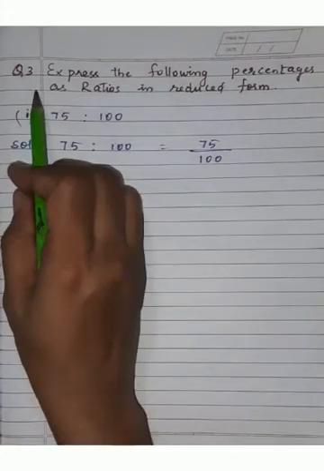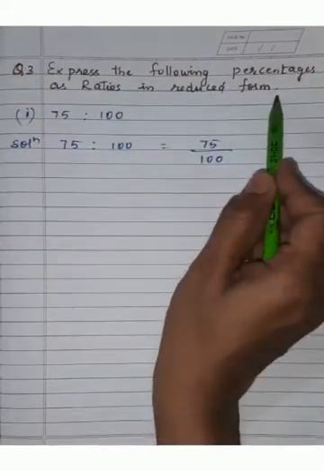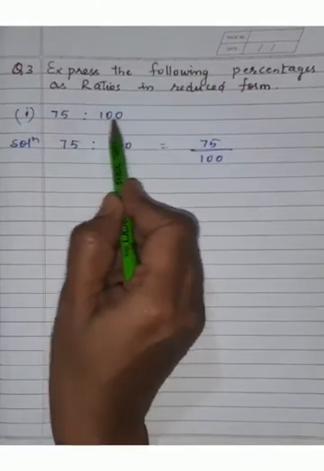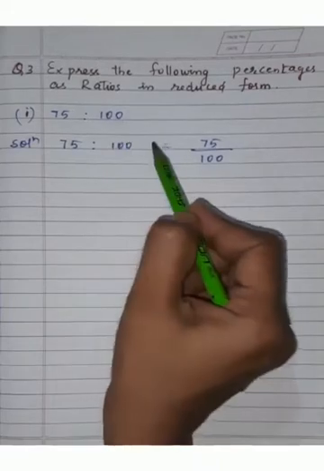Now students, our question number 3 is: express the following percentages as ratios in the reduced form. Okay. Now it is given in the percentage form, children, that is 75 is to 100, that is 75 percentage. We have to convert this into reduced form.